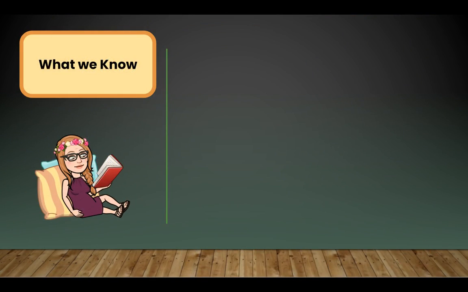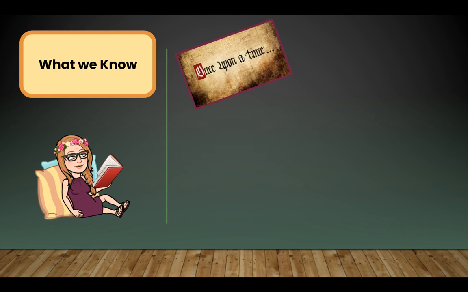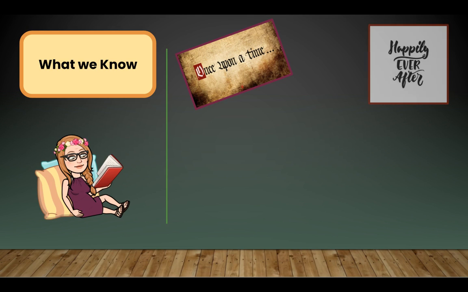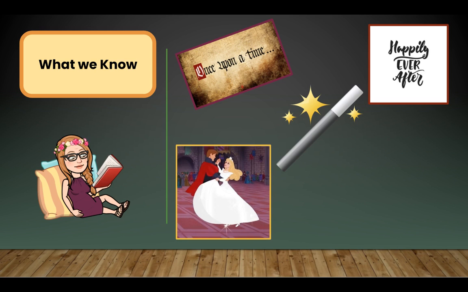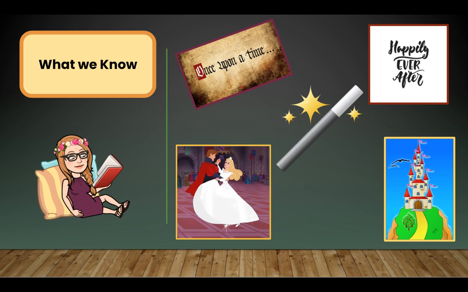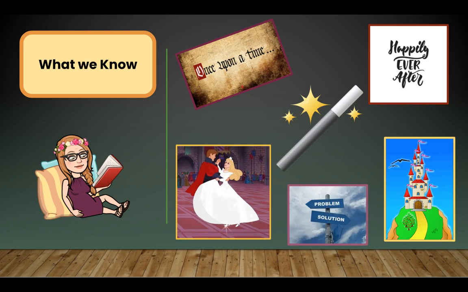What do we already know about fairy tales? Once upon a time is something we hear when we think of fairy tales. Happily ever after. Magic is used in fairy tales. They're princes and princesses, kings and queens, castles, places in far off lands. And there's a problem and a solution in fairy tales.